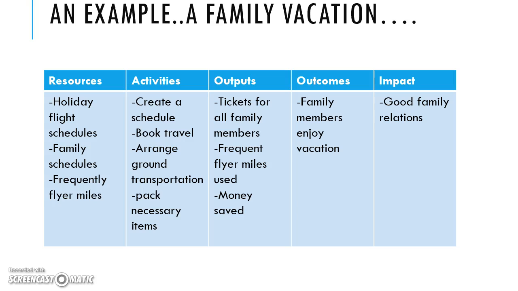So a short example would be planning a family vacation. The resources that you have are the holiday flight schedules, your family schedules, your frequent flyer miles. Activities include creating a schedule with your family and who you might be going to visit, booking your travel, arranging your ground transportation, packing. The outputs would be that you have tickets for everyone, you've used up your frequent flyer miles, perhaps you've saved money in doing this, and the desired outcomes are that everyone's going to enjoy the family vacation with the impact of being good family relations.